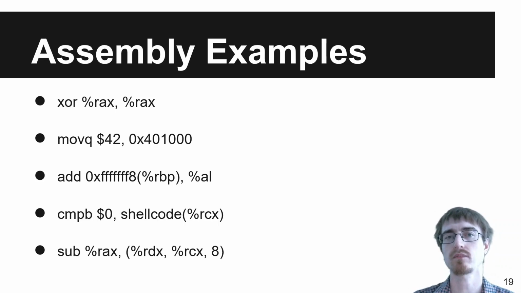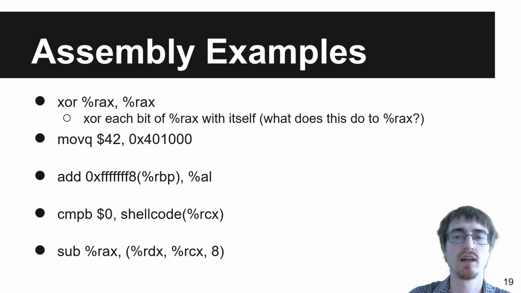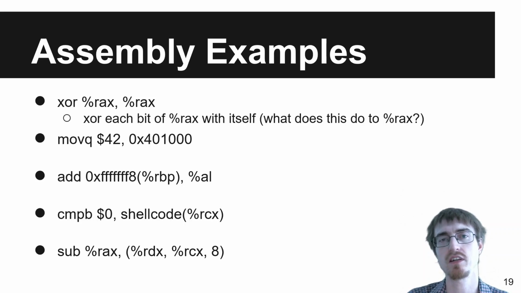So the first one, it has a source operand RAX, which is on the left, and the destination operand RAX, which is on the right. The mnemonic XOR performs an XOR of each bit with each bit from the other operand. So it means every bit of RAX is XORed with another bit of RAX, with say the same bit of RAX, right? Well, what does this do to RAX in the end? RAX becomes 0 because something XOR itself is always 0.